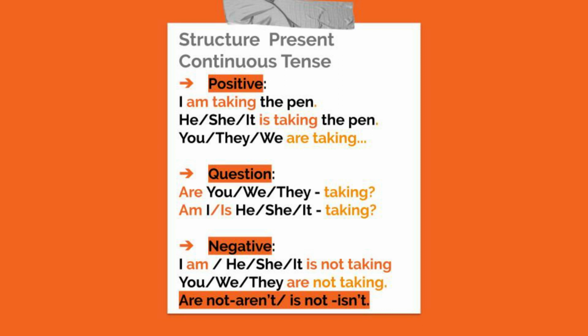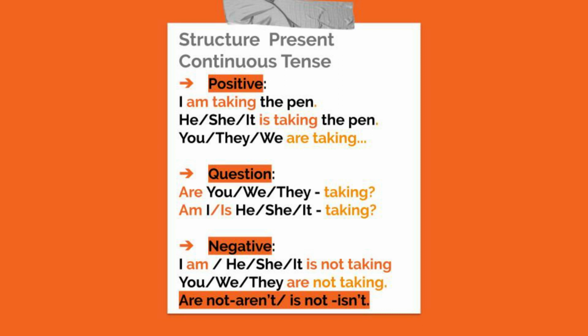Now look at the next form, the question. So here, same thing. The helping verb, which was the second word in the positive sentences, in questions becomes the first word. So in questions, the sentence begins with the helping verb. Are you taking? Are we taking? Are they taking? Okay, these three take are plus the verb with ing. Then, is he taking? Is it taking? Am I taking? Right? Am I taking part in this 30-day challenge?